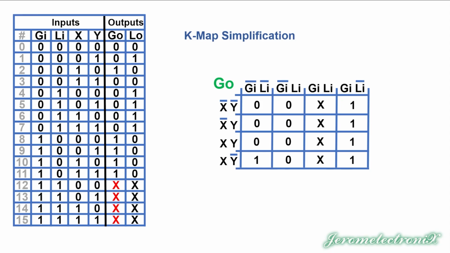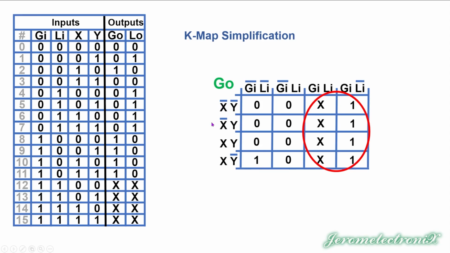Having done this, we are ready to implicate. We want to implicate the biggest groups of ones we possibly can. We cannot implicate a group of 16, but we can implicate a group of 8 this time. So that's what I'm doing. There is a group of 8. Remember, the X's are wildcards. We can call them 1s if it helps. And what that means is we've implicated from the top to the bottom of the K-map.